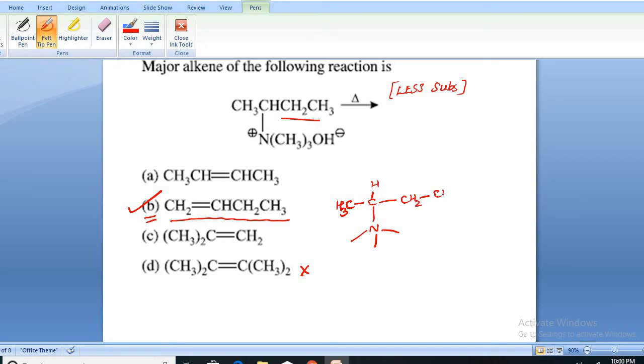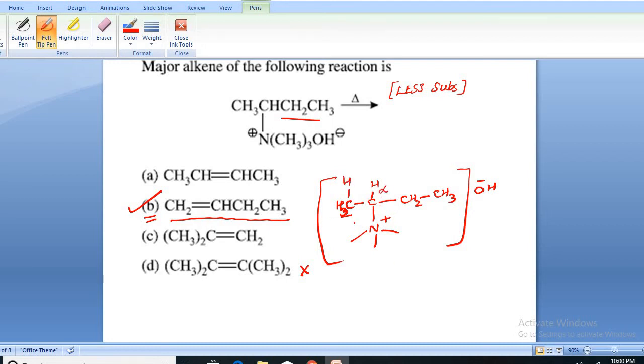Okay, and as usual, this is a quaternary ammonium hydroxide. So I'm just going to put a positive charge over here, and I'm just going to write OH minus over here. Okay, so instead of writing CH3, I'm going to write this as CH2H. Okay, so if you could see here, this is beta elimination.